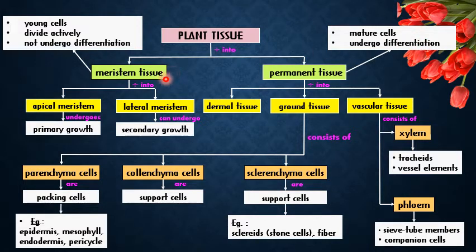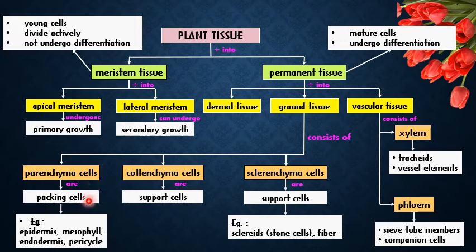Meristem tissue can be divided into apical meristem and lateral meristem. The apical meristem can undergo primary growth only. The lateral meristem can undergo secondary growth. The permanent tissue can be divided into dermal tissue, ground tissue, and vascular tissue. The ground tissue consists of parenchymal cells, collenchymal cells, and sclerenchymal cells.